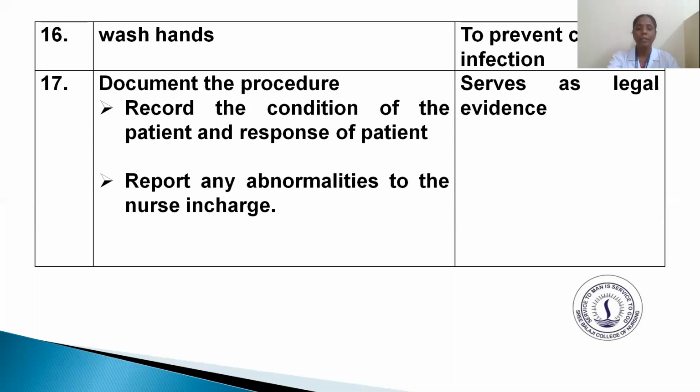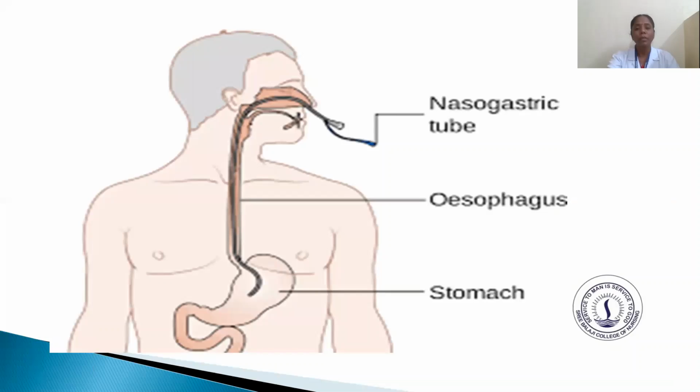So the nurse will keep it in mind, and after any complication takes place, it is easy for the nurse to manage. So records and reports are very important. They serve as legal evidence also. That is the 17th point. And this shows how to measure and how the tube is inserted and settled in the stomach.